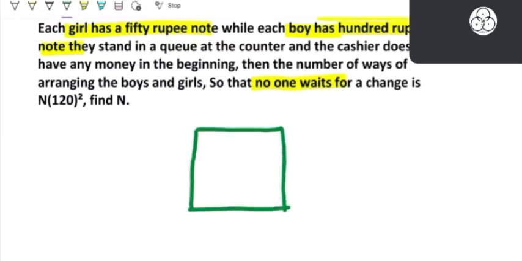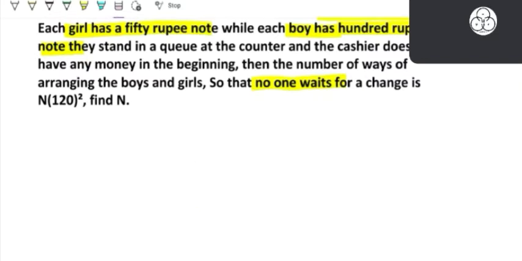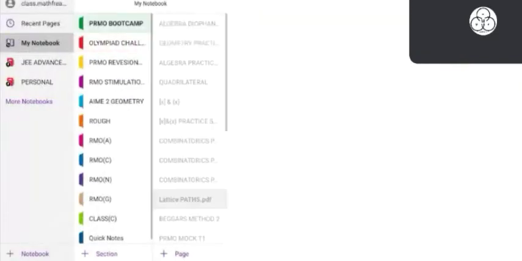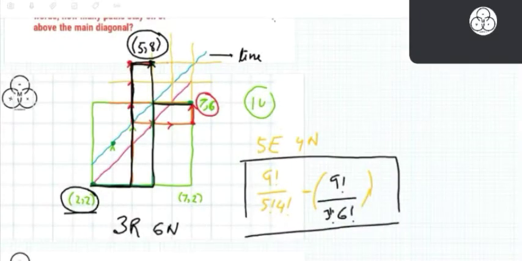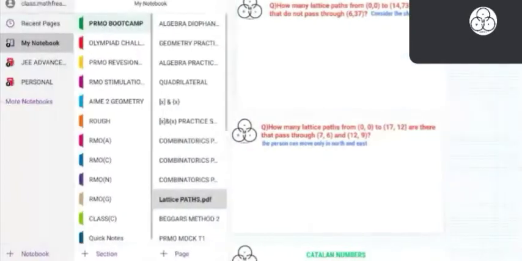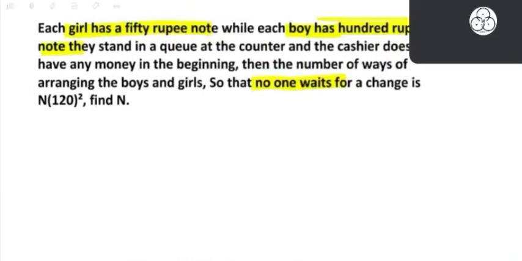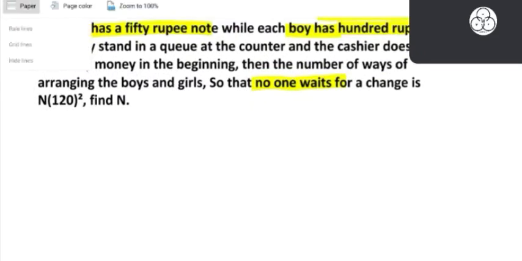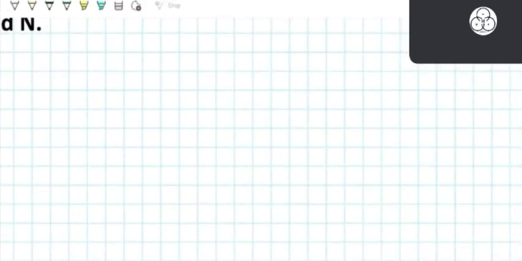let me go back. Do I have a blank grid? No. Okay, let me use this. See, I'm showing you just one example.